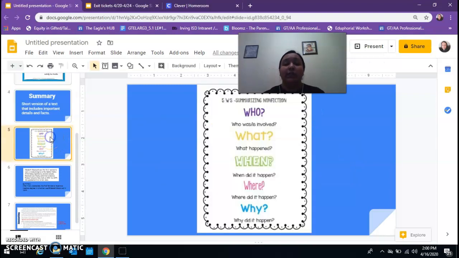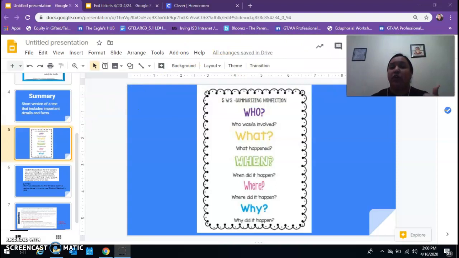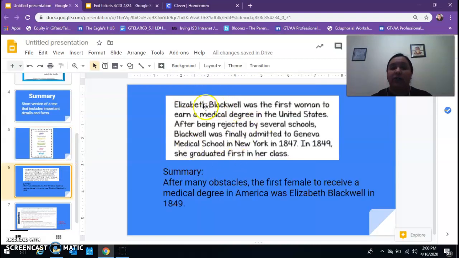When we're writing a summary, we want to make sure we're answering our 5 W's: the who, what, when, where, and why. Who was involved? What happened? When did it happen? Where did it happen? Why did it happen? And a great example of that is using this text.